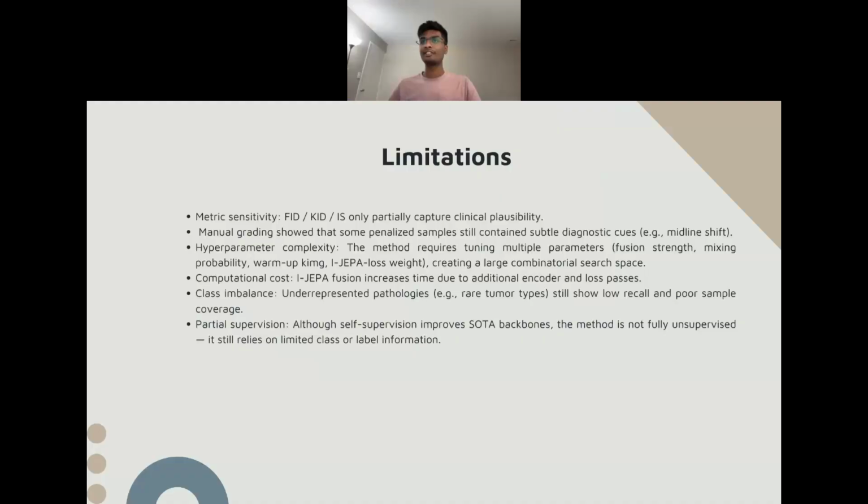That is actually true, and it can actually be taken as a limitation. Initially, I put the point over here where we are using some metrics like FID and KID just to understand how good the images are. But then there is a very big gap where we are not able to capture clinically plausible reasons, such as the reasons that you're mentioning. So that is one of our limitations. Yeah. Okay. Thank you. Interesting work. Thank you.